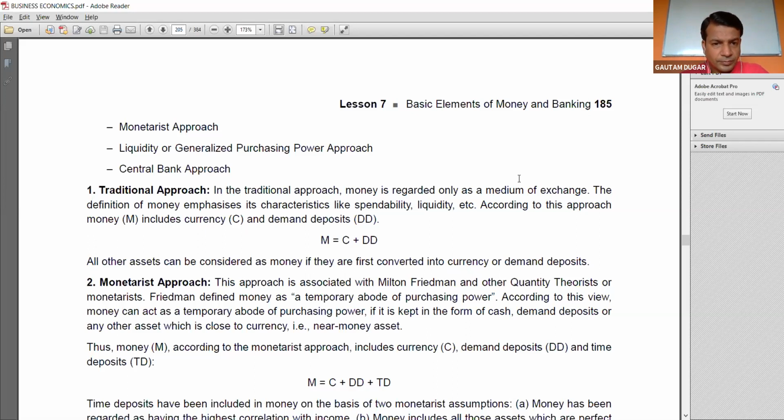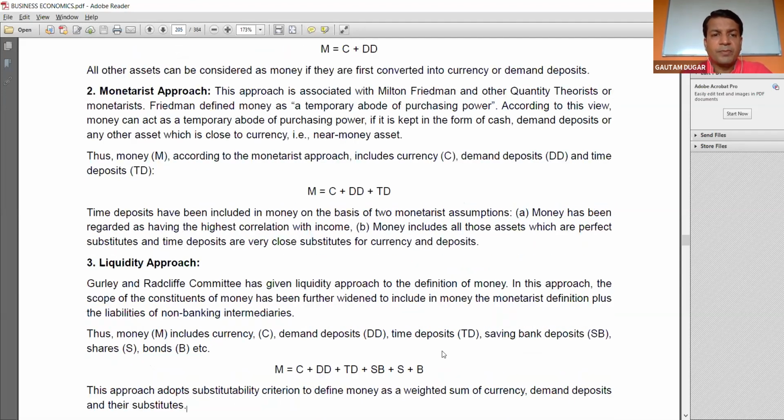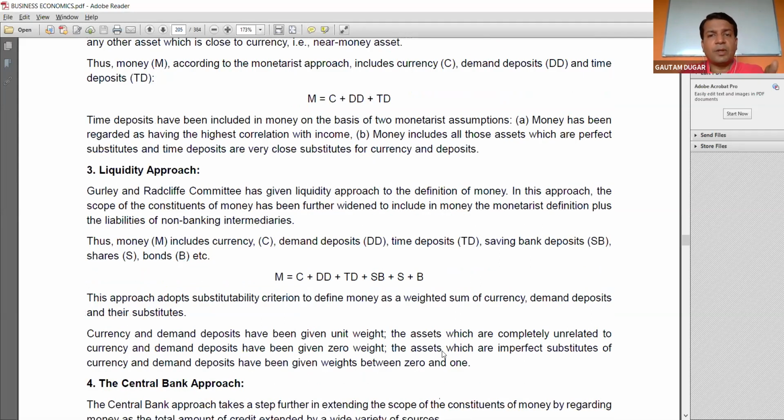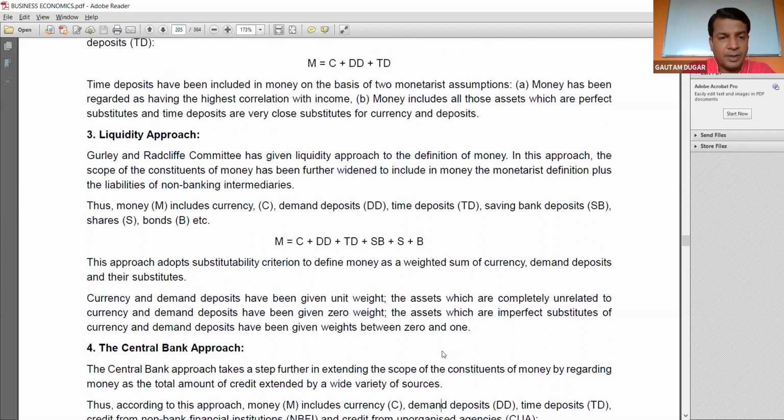Next, monetarist approach, according to that, it's C plus DD plus TD. There are the time deposits as well. That is also included in the definition of money. Next, going further, liquidity approach. Under the liquidity approach, it's C plus demand deposits plus the time deposits plus savings bank deposits plus shares plus bonds. So this basically we don't take into account for the MCQ pattern examination, but here is according to the liquidity approach given by Gurley and the Radcliffe committee.